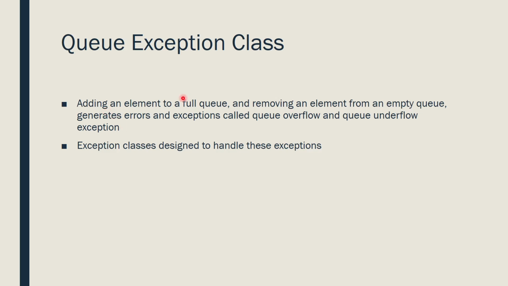Now, adding an element to a full queue and removing an element from an empty queue generate errors and exceptions called the queue overflow and the queue underflow exceptions. Adding an element to a full queue generates a queue overflow exception, while removing an element from an empty queue generates an error called the queue underflow exception. And these exceptions are designed to handle these errors.